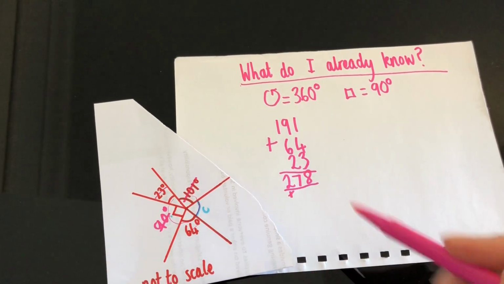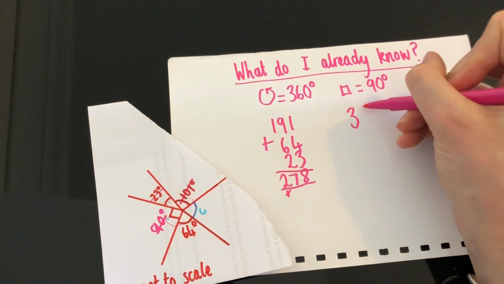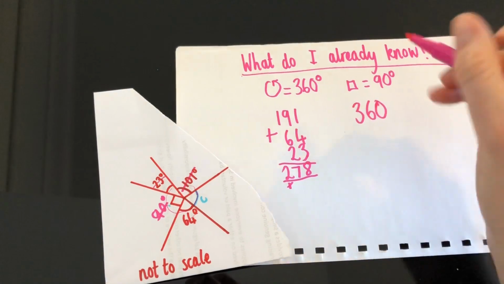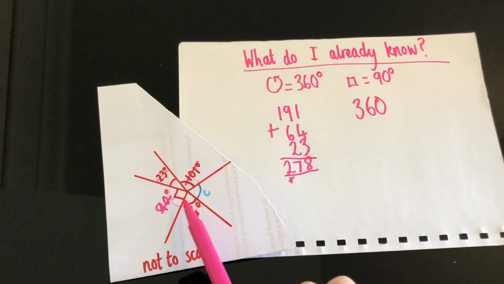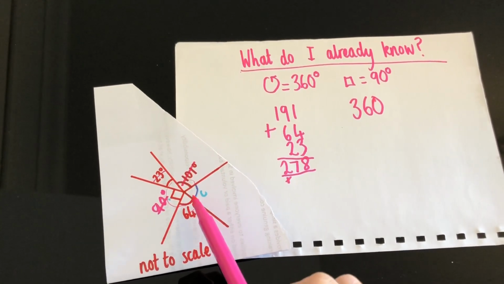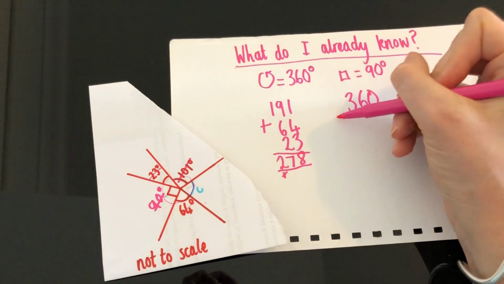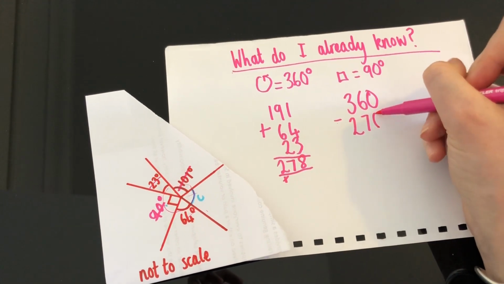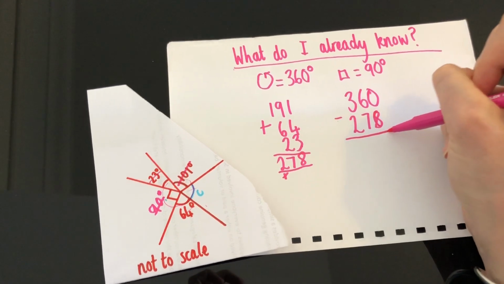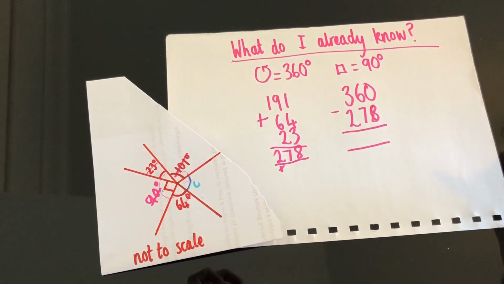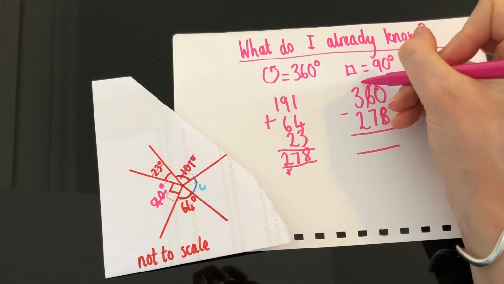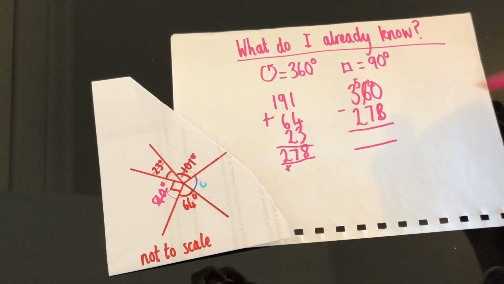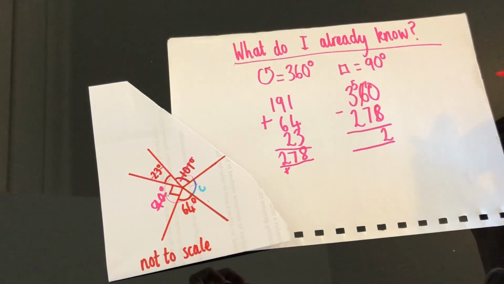I now need to think about what the total would be of the whole circle, the whole way around the point. I know that would be 360 degrees. And if I subtract all of the other ones, what I'll be left with is the value of C. So I can do 360 degrees subtract 278. This might be something you could do in your head. You might want to do it using your column subtraction.